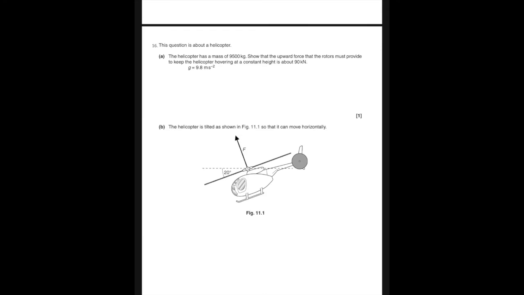So, helicopter. Mass 9,500 kilos, show the upward force the rotors must provide to keep it hovering is about 90 kilonewtons. All right, so very simply, it's its mass multiplied by gravitational field strength, and that gives us 93,100 newtons, which is about 90 kilonewtons. So that's the weight of our helicopter, and therefore that's the force the rotors must provide, at least the weight of the helicopter, otherwise it's going to drop out of the sky.